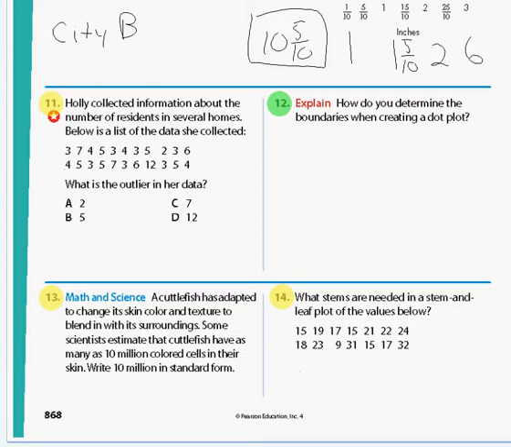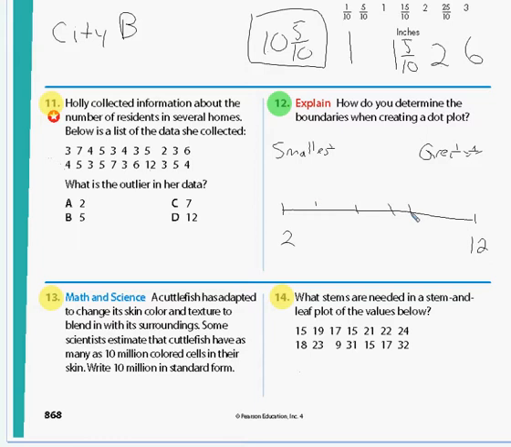How do you determine the boundaries when creating a dot plot? Pretty much the same thing as when we were talking about number lines. First, you need to find out the smallest data and the greatest. Okay, so we'll use the data over here on question number 11. The smallest data point is 2. The largest data point is 12. You just need to make sure you capture those 2 points, because all the other data is going to fall in between.